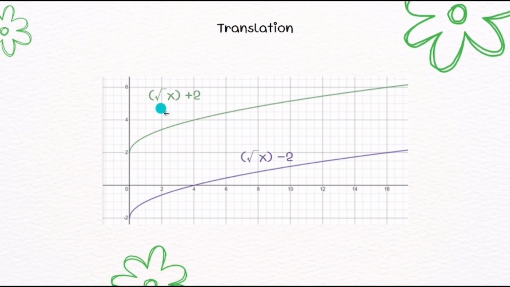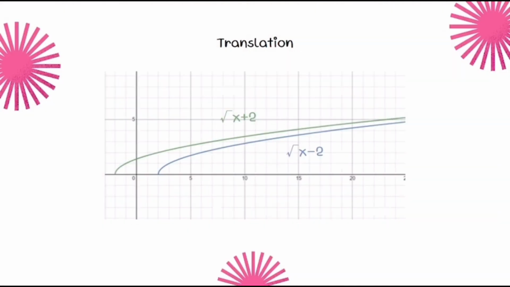Since the equation is square root of x in bracket plus 2, we move 2 units up from the original position. Meanwhile, for this equation, square root of x in bracket minus 2, this means we have to move 2 units down from the original position. On the other hand, when a number interferes with the x, the graph will either move to the left or to the right.